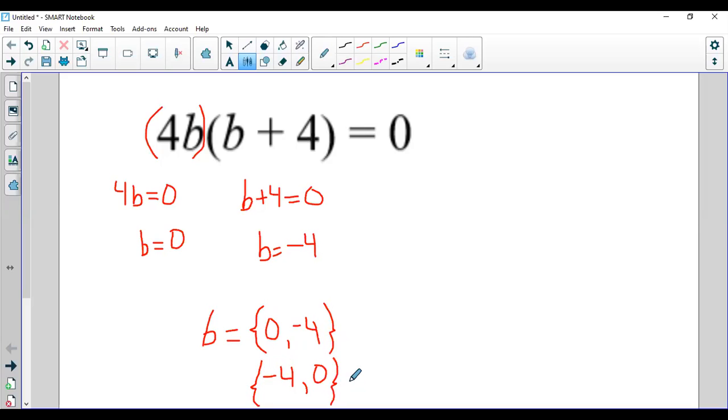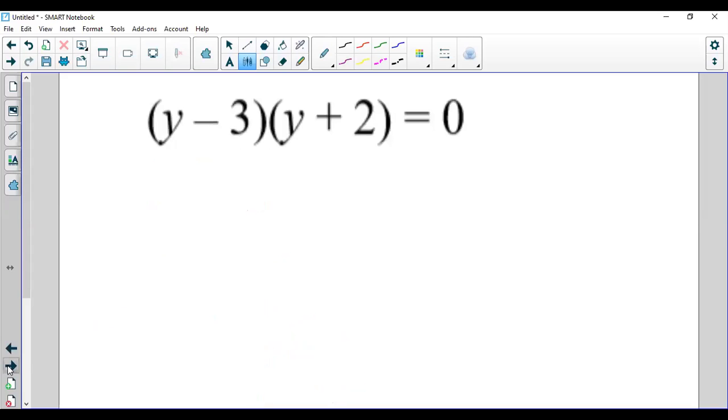Okay. Let's take a look at another one. Also factored already. I have the binomial y minus 3 times the binomial y plus 2 equals 0. So one of these two parentheses has to be 0. So I'll make two separate equations to solve to get my two answers. Either y minus 3 is going to make my 0, or y plus 2 is going to make my 0. So I'll solve each one.